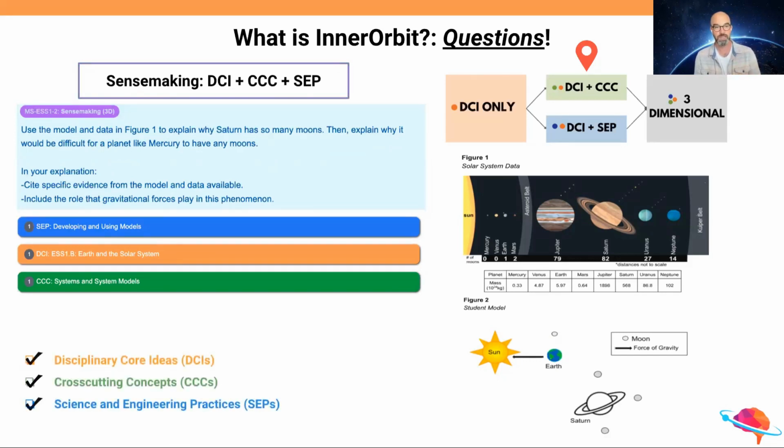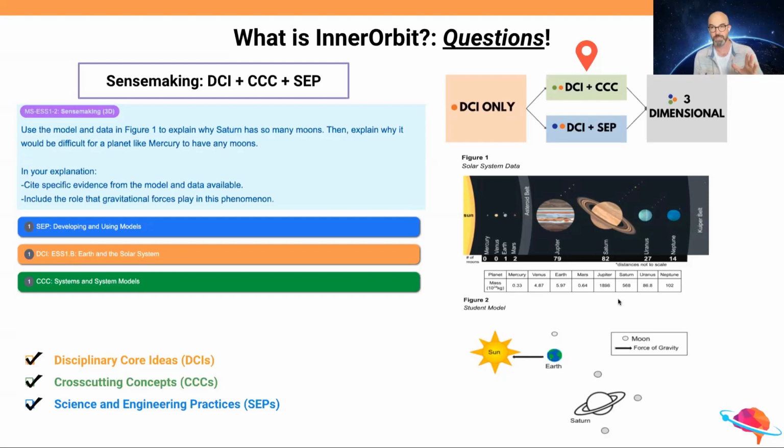So this will look at the cross-cutting concept, the DCI, and the SEP all together. Use the data and the model that we give in Figure 1 to explain why Saturn has so many moons, then explain why it would be difficult for a planet like Mercury to have any moons. And so in this way, we're able to see, okay, so you can make sense of the Saturn phenomenon and now explain why Mercury won't be able to have however many moons. I think it depends on your definition of moon, but Saturn has quite a lot of them. Mercury does not have nearly as many.